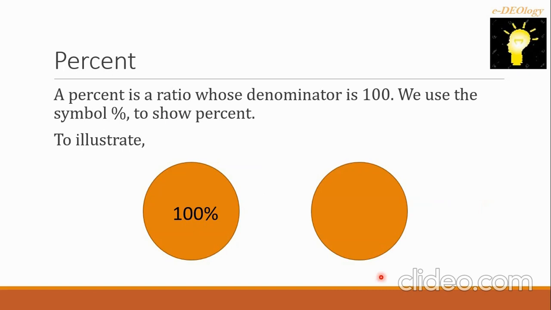Now I have another circle. I want to divide this into two. So the half of this circle is 50%. With respect to the total of 100%, if I divide the circle into two, I will divide also that 100 to be 50. So the half is 50%. As we say, half of one thing is 50%.